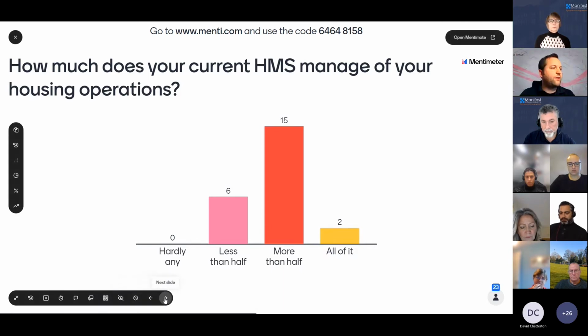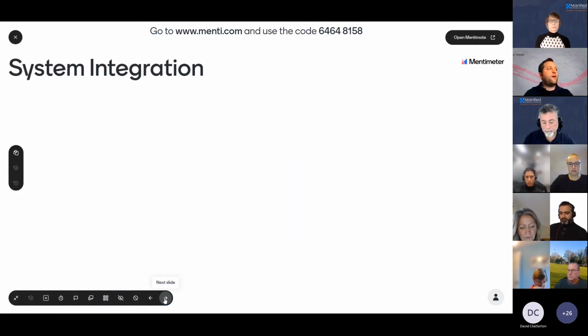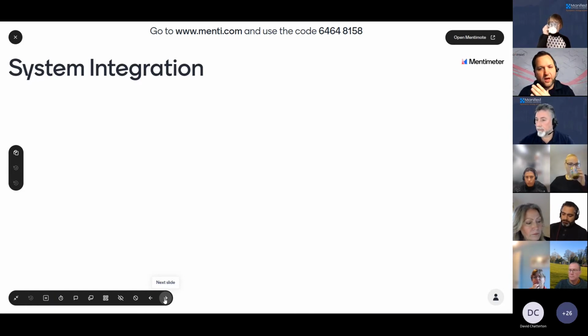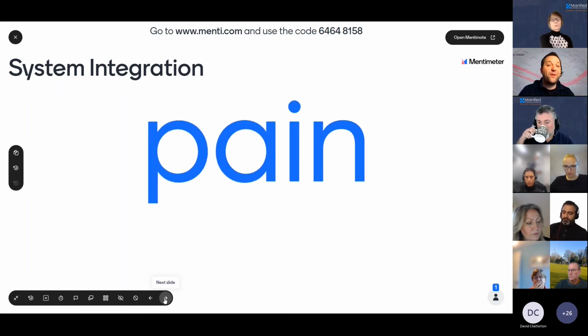Just a quick one then, going across from here, system integration. So just enter in a couple of words or a phrase or a couple of phrases. When you think of system integration, what are you feeling? Are you happy? Are you excited? Or, is it tricky? Have you been burnt in the past? Pain, there you go.